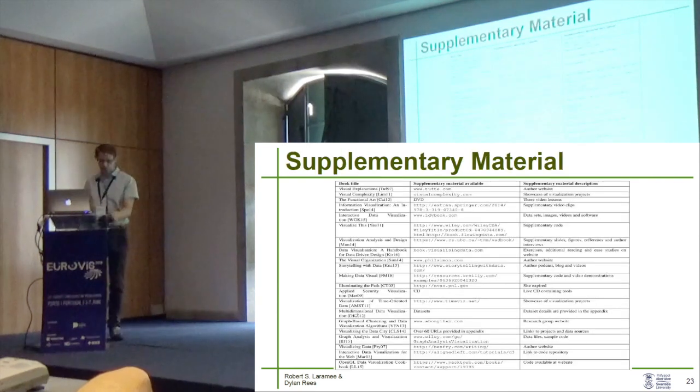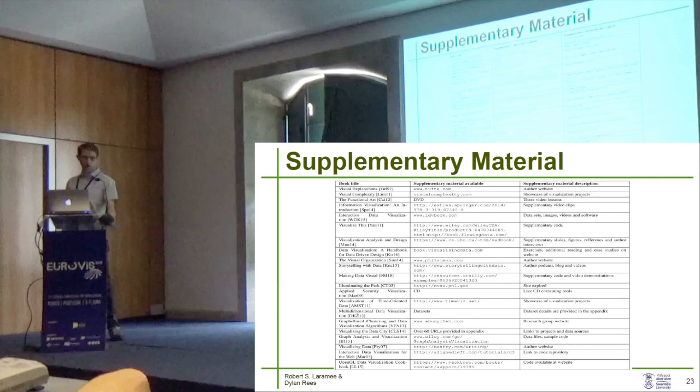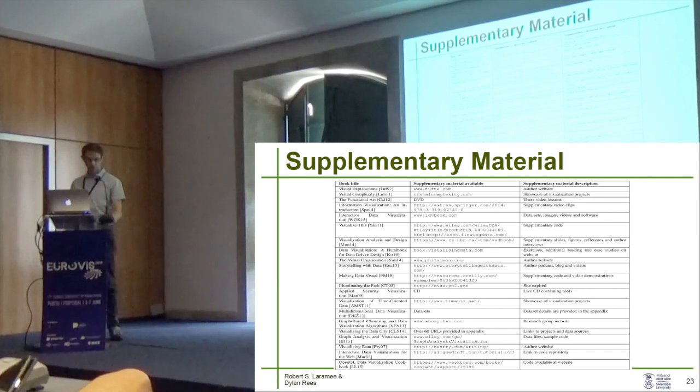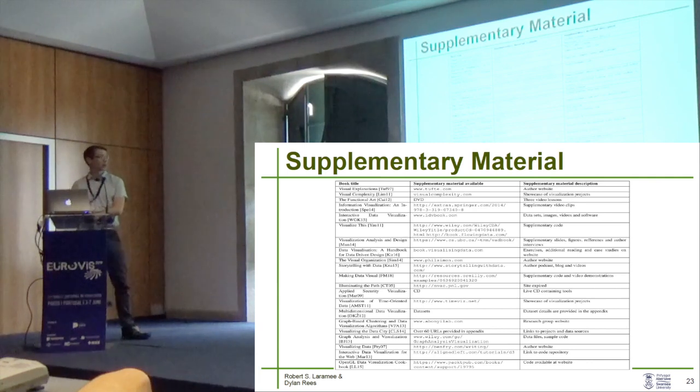I just want to discuss some supplementary material that comes with the books. A few of these books we noticed provided some supplementary material, so we thought we'd collect it to see what we had. Not all of them had anything, but we could see some of them. We noticed that a lot of them tended to supply material on websites, so they provide a link to websites, and often this supplementary material would be bits of code for technical books, data sets, things like that.